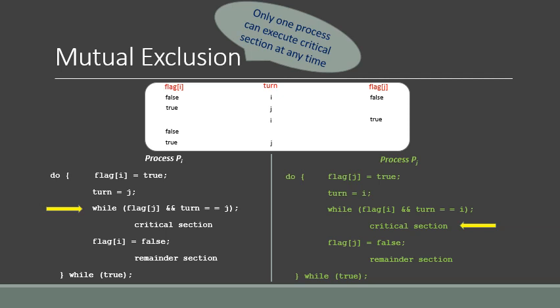As you can see here, flag of i has become true and turn has been set to the value j. However, process Pi will find flag of j which is true and turn is equal to j. Yes, it is equal to j. So both of these conditions are true, hence it must wait here at the while loop. Process Pi will not be allowed to execute its critical section because process Pj is already executing its critical section, and only one process can execute critical section at any time. Hence, mutual exclusion condition is observed in the Peterson solution.